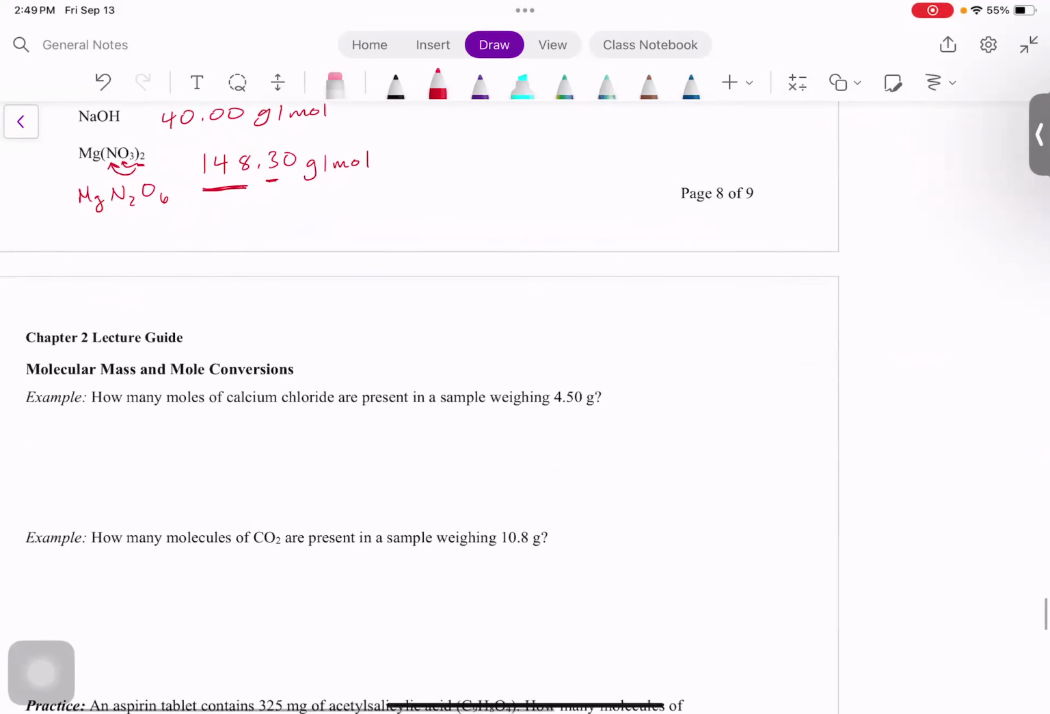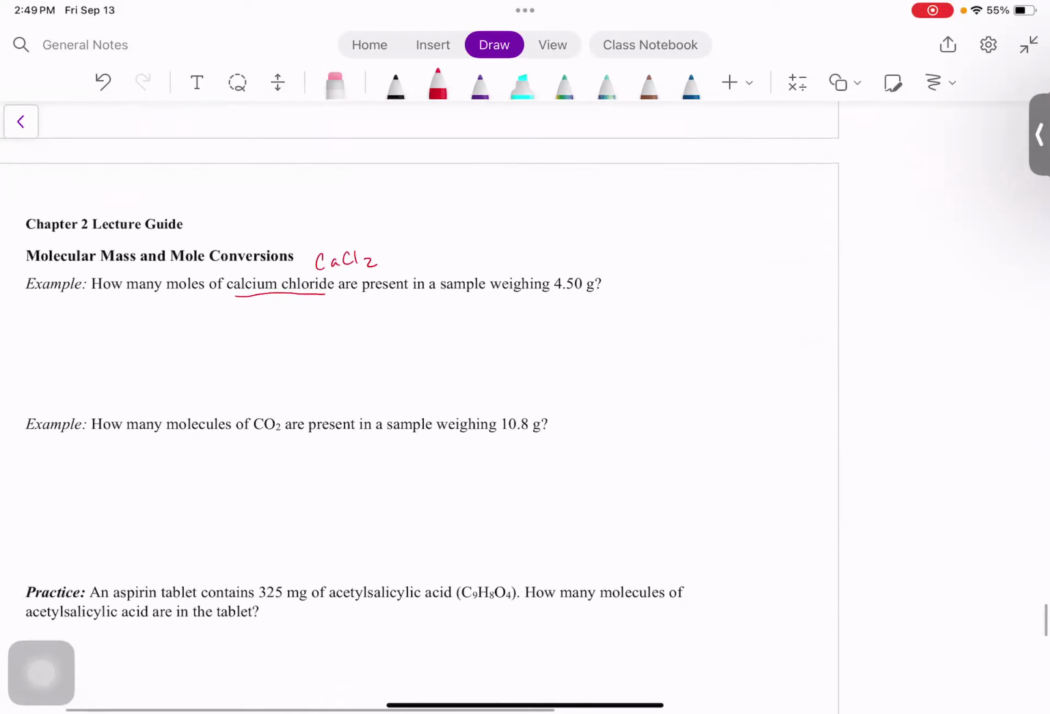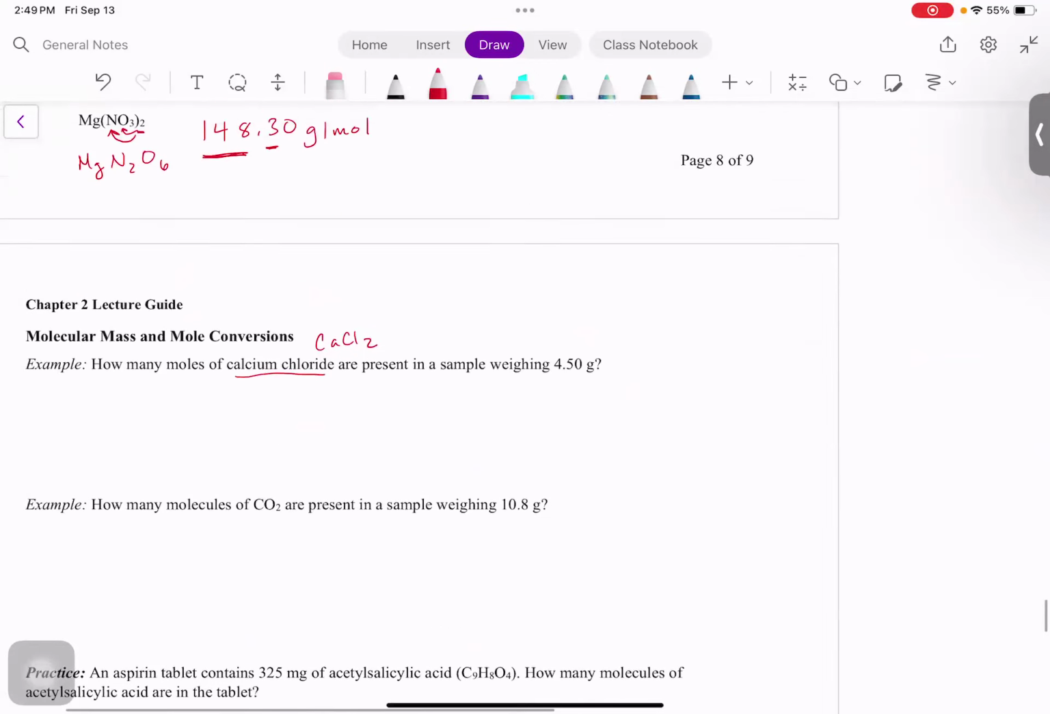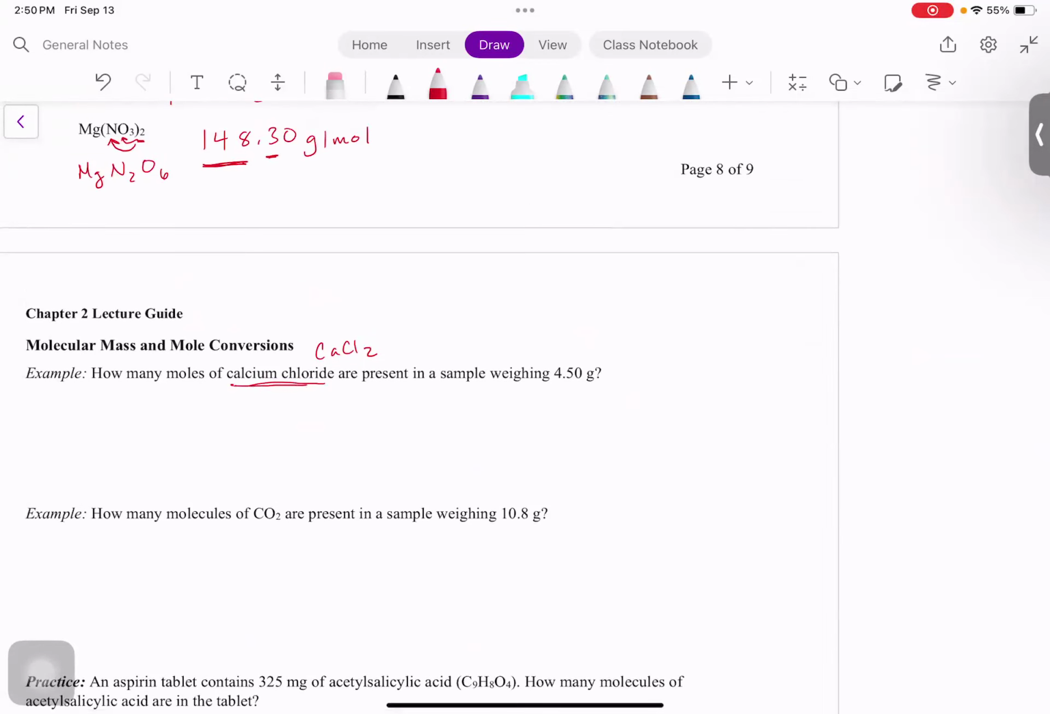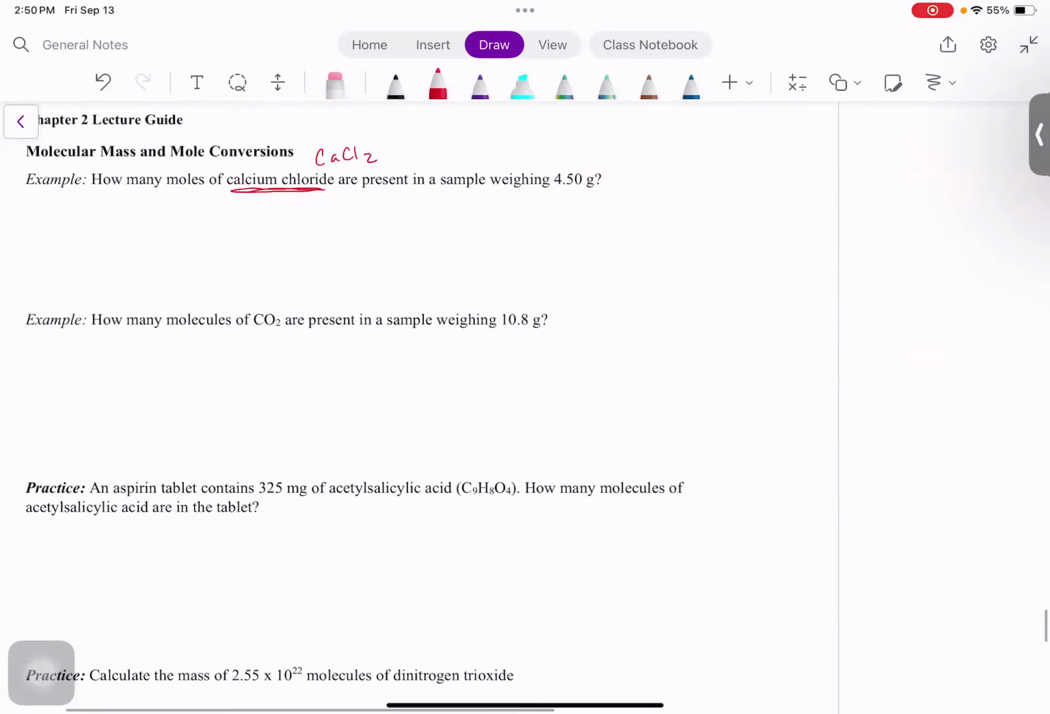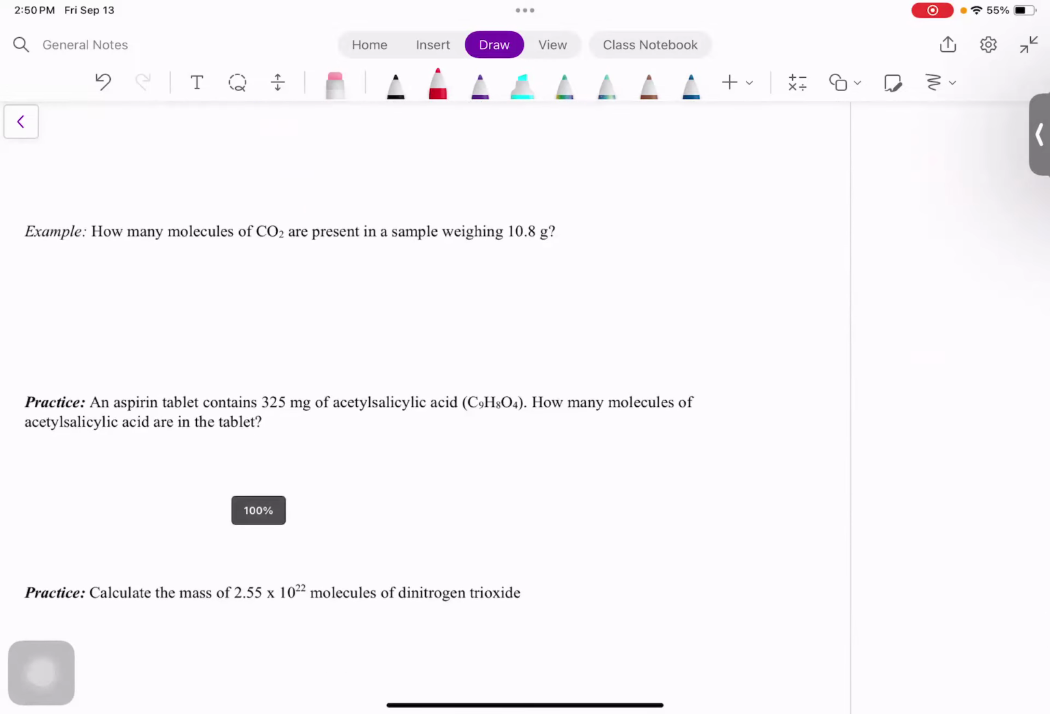So we went over this first example dealing with calcium chloride in class, calcium chloride, CaCl2. Let's take a look, and I don't expect you at this point to know the formula for CaCl2. We will at some point, but for now, calcium chloride is CaCl2. I would give you that information. So let's try this next one.